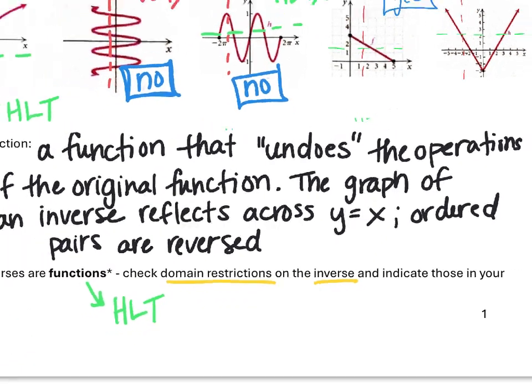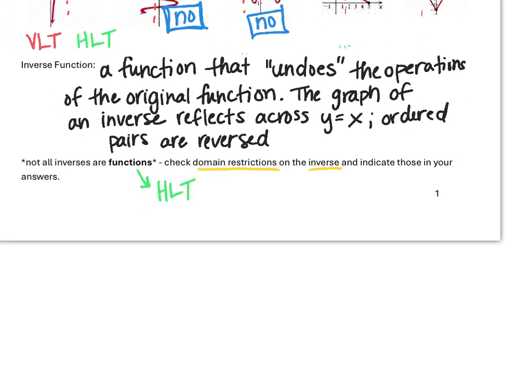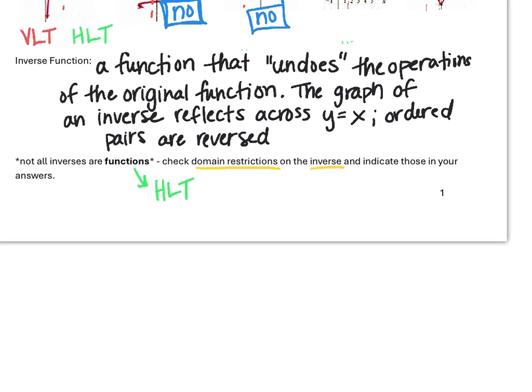Okay, then we're going to talk about what is an inverse. So the definition of the inverse of a function is it's a function that undoes the operations of the original function. So if you had multiplication in the original, you'll have division in the inverse. If you had addition in the original, you'll have subtraction in the inverse. The graph of the inverse reflects across the line y equals x, which looks like this. It's a diagonal sort of imaginary line that passes through the origin. So the inverse will always reflect across that.